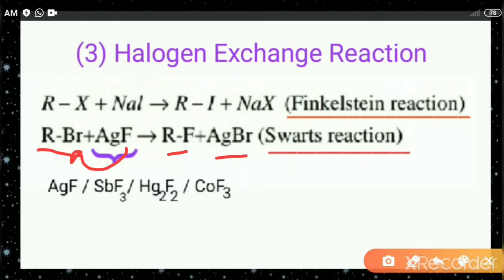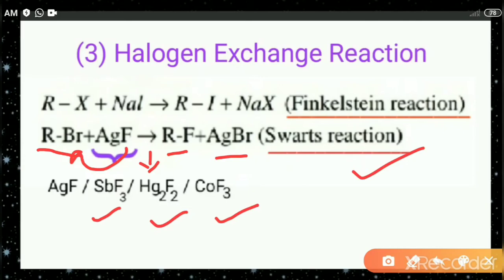this reaction. So such a reaction is called a halogen exchange reaction, and this particular reaction is called the Swarts reaction. It is also one of the name reactions. In the Swarts reaction, in the place of AgF, we can use SbF3, Hg2F2 and even CoF3. These are the reagents which can be used for the formation of fluorides from any other haloalkane.